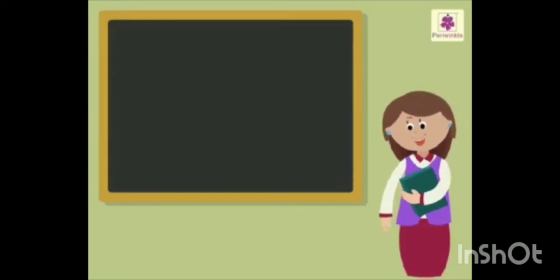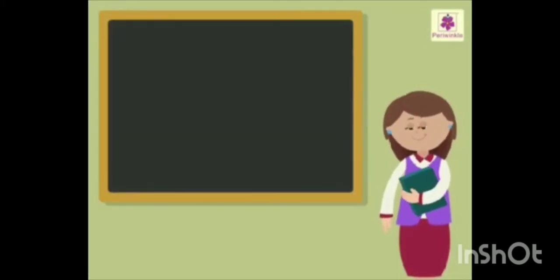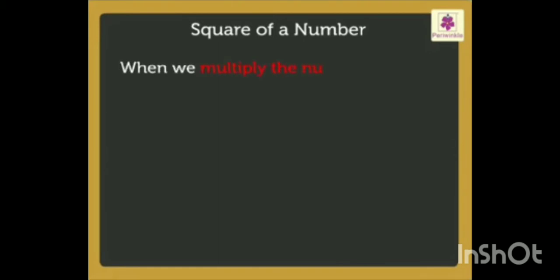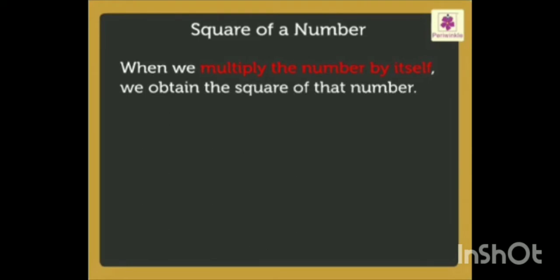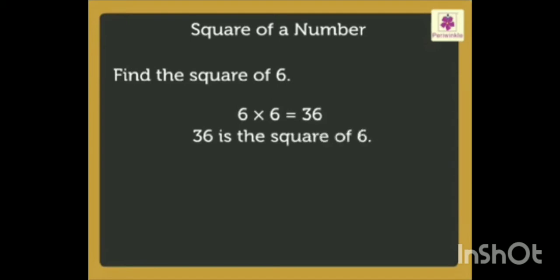Today, let us learn squares of numbers. Before we start, we need to understand the meaning of squaring a number. When we multiply the number by itself, we obtain the square of that number. Let us take the number 6. When we multiply 6 by itself, we get the answer as 36. That means 36 is the square of 6.